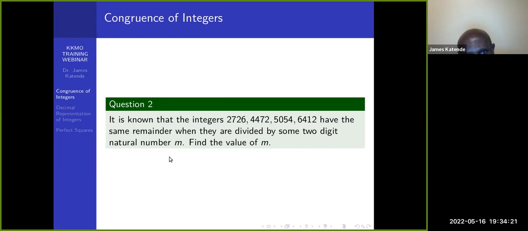So there are some properties we know. m must be a two-digit number, and it leaves the same remainder when you divide any of these 4 numbers by this 2-digit number. It leaves the same remainder. Those are the properties we need to carry with us to the solution.